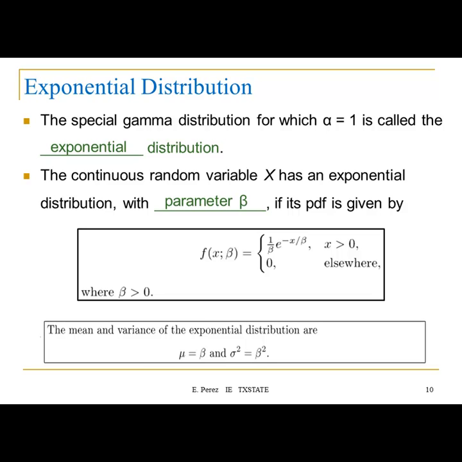The continuous random variable x has an exponential distribution with parameter beta if its PDF is this one. So we're going to have a function in terms of x and beta. Beta is a parameter, and it's going to be 1 over beta times e to the power of minus x over beta, for x greater than 0, and beta is always greater than 0. The mean and the variance for the exponential distribution are right here. The mean is given by beta, so beta is the mean. The variance is beta squared.